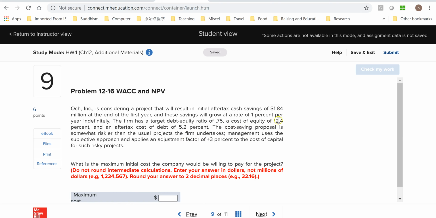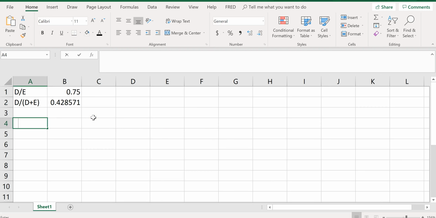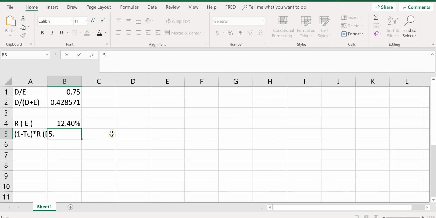And a cost of equity of 12.4% and an after-tax cost of debt of 5.2%. So RE, that's basically R over E, that's 12.4%, and 1 minus TC times RD, the cost of debt. So it's an after-tax cost of debt. That's why I have to make this one minus the tax rate times RD, the pre-tax cost of debt. That equals 5.2%.